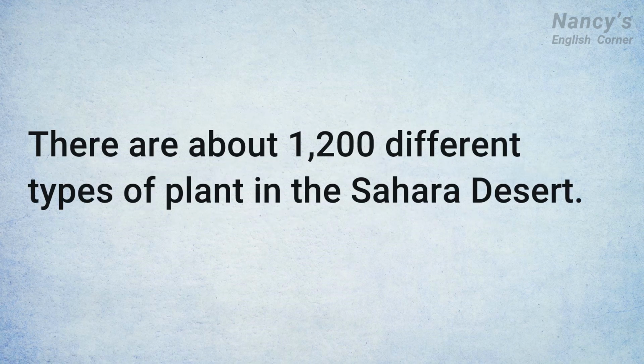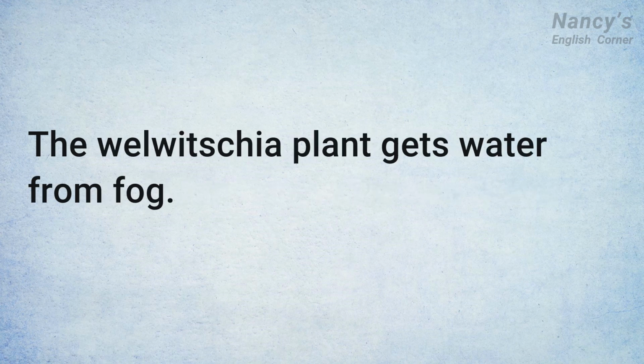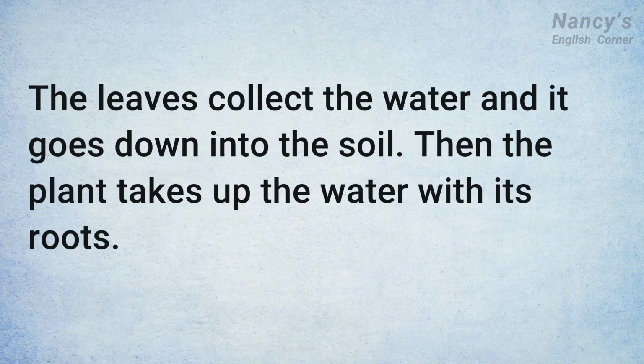There are about 1,200 different types of plant in the Sahara Desert. The welwitschia plant gets water from fog. The leaves collect the water and it goes down into the soil. Then the plant takes up the water with its roots.